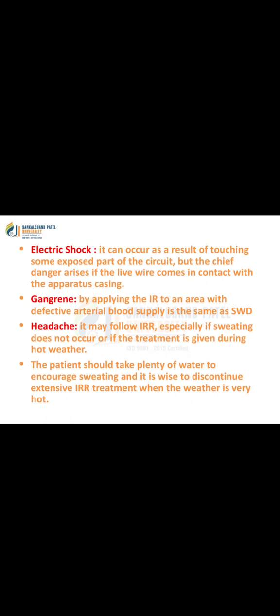Fourth is gangrene. Applying IR on an area with defective arterial blood supply is the same as in SWD, which has many contraindications. Gangrene is one of these contraindications, because of the defective arterial blood supply. So when we apply IR, it affects the area more.